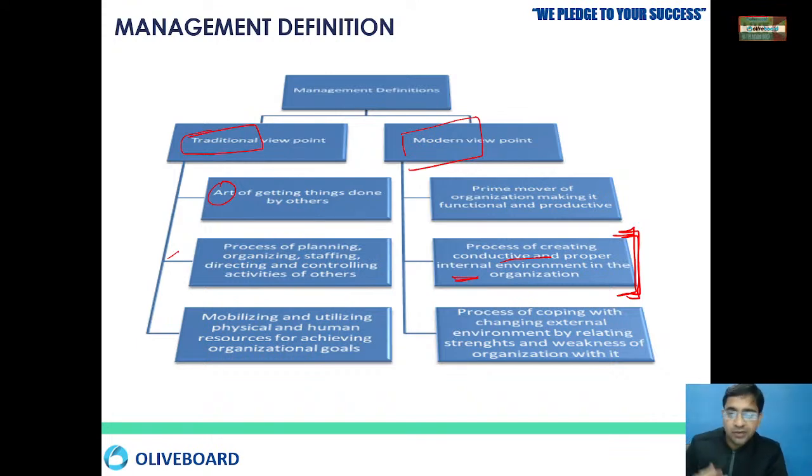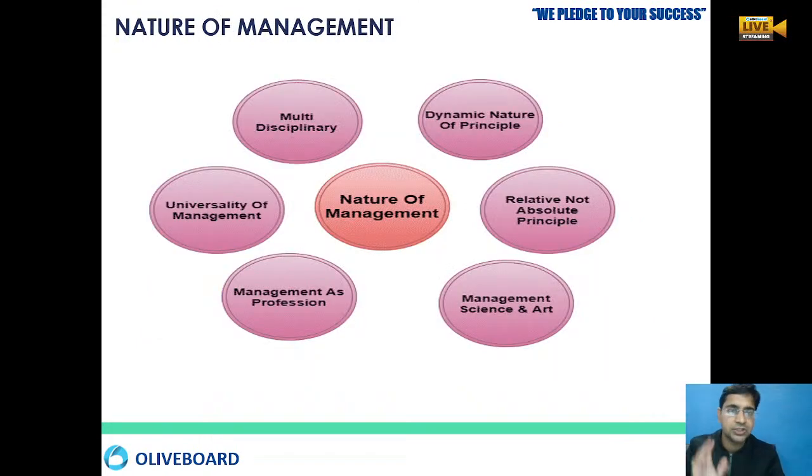Okay, then in the traditional viewpoint, we are mobilizing and utilizing various types of physical and human resources in order to achieve the goals. But whenever we are talking about the modern viewpoint, we are checking what is going on externally and internally, where our strengths are and where we have weaknesses. Here we are talking about both the internal and external parts of an organization.